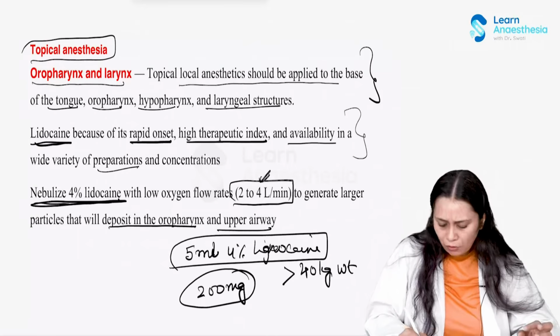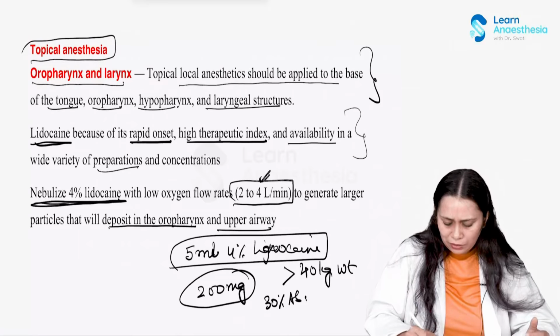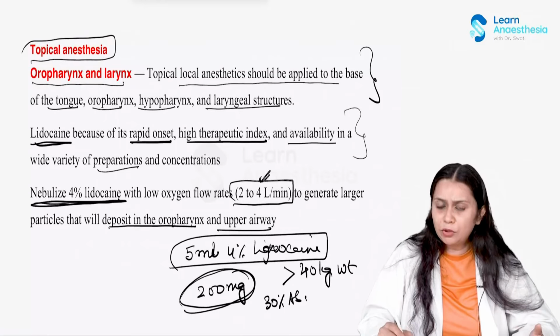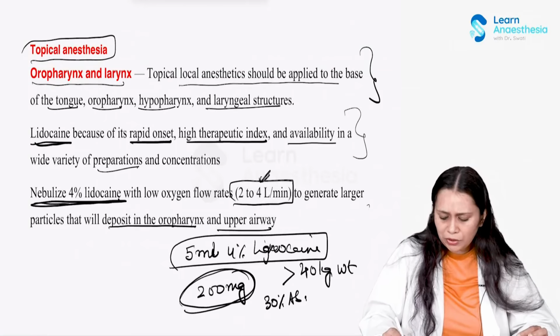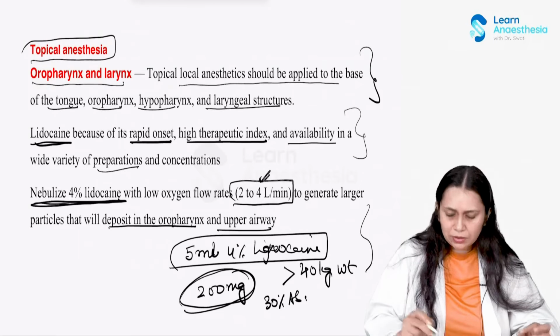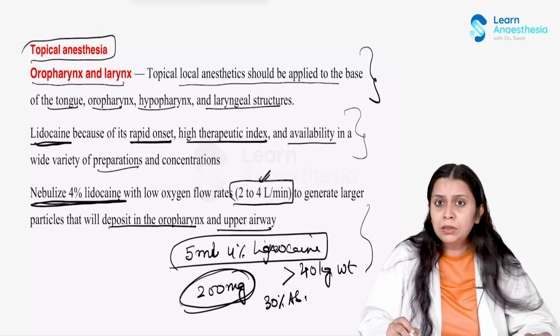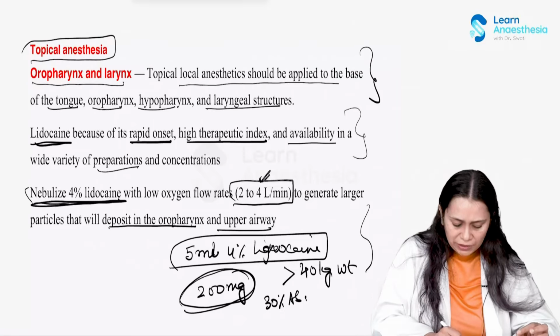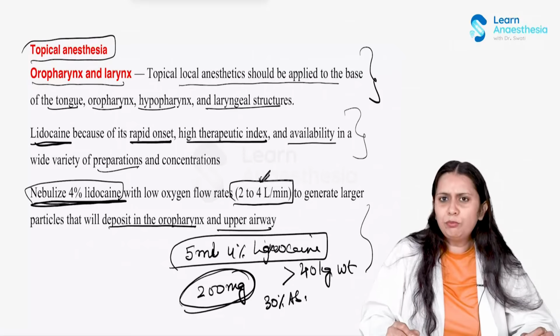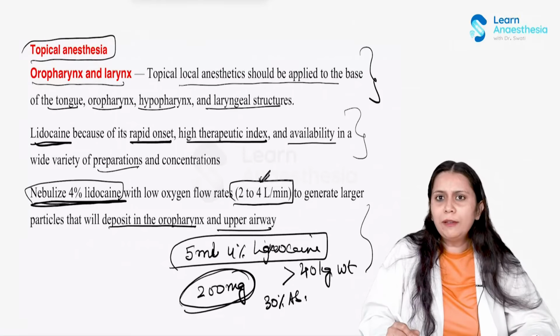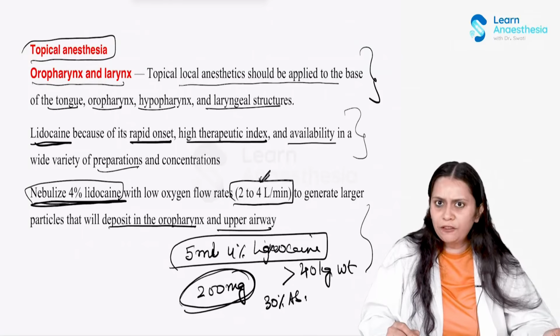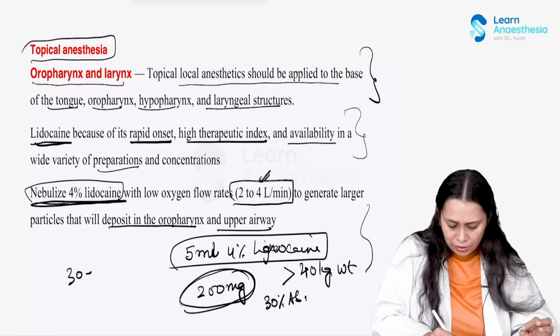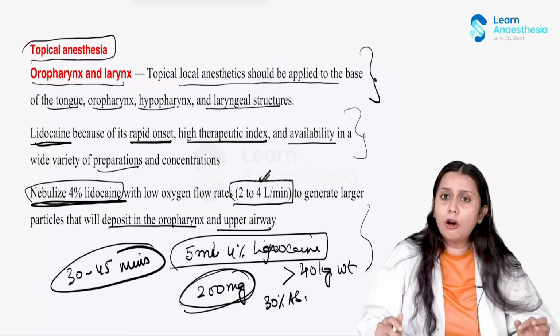But of this, only 30% would be absorbed. So, it is not that the entire dose would get absorbed, only 30% would be absorbed. So, the margin of safety is higher. Remember this is the best way for topical anesthetization of the airway through local anesthetic. Nebulization, easy. When should we do the nebulization? 30 to 45 minutes prior to the procedure, for the optimal effect.